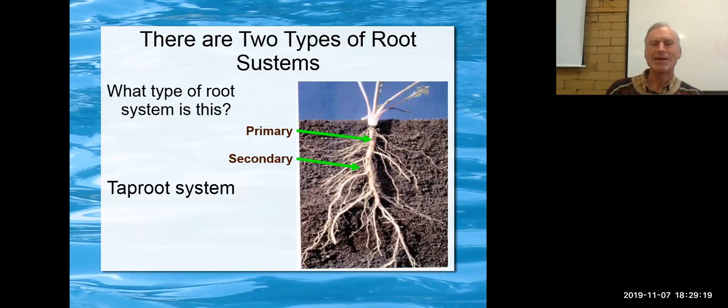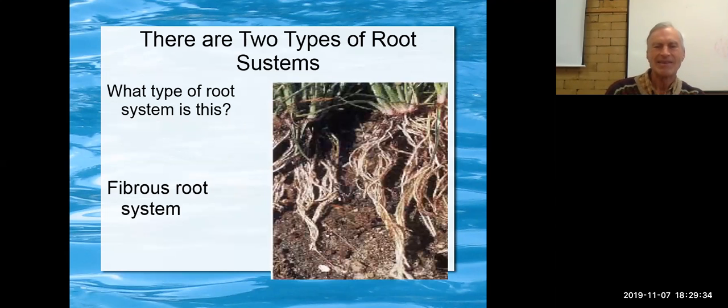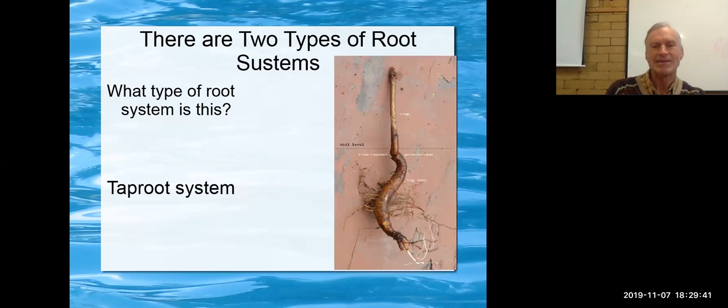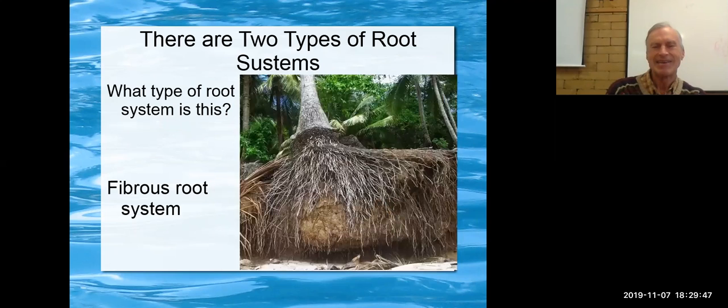So what type of root system is this? The taproot. You see the primary root, that's the taproot, and then the secondary roots branch off of it. And there's a fibrous root system. There's another taproot system. And look at that fibrous root system.